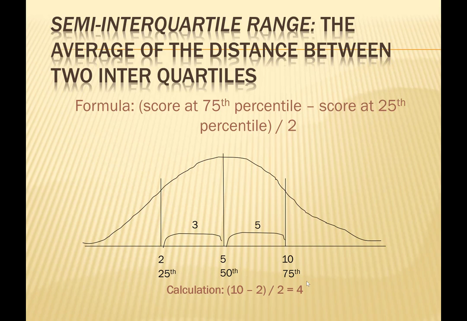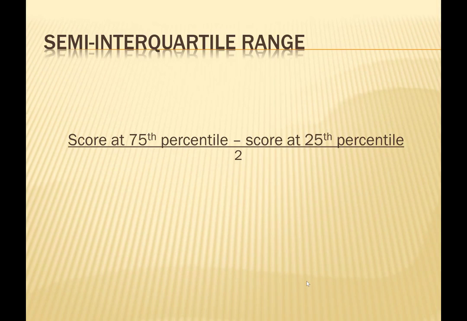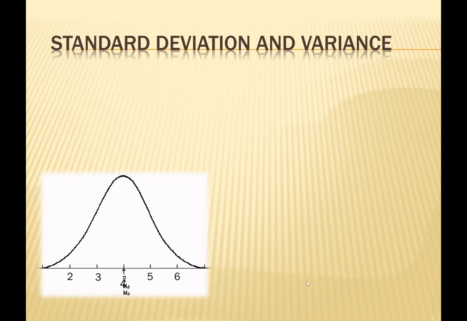The way that you would interpret a semi-interquartile range is to say that in a skewed distribution, the average size of 2 interquartiles is 4. By itself, a semi-interquartile range may not be very meaningful, but when you begin to compare one semi-interquartile range to another, then it becomes much more informative. So here's the formula. Score at 75th percentile minus the score at 25th percentile divided by 2. And that gives you the semi-interquartile range.